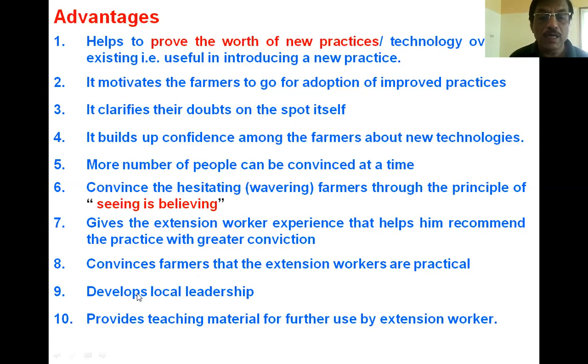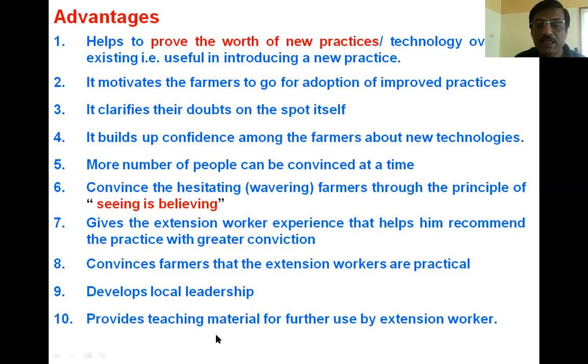Develop good leadership. The successful demonstrating farmer can become a good leader in the village. It develops leadership qualities by explaining to the visiting farmers, whereby he can become a good leader, or a progressive farmer. A progressive farmer is one type of leader.